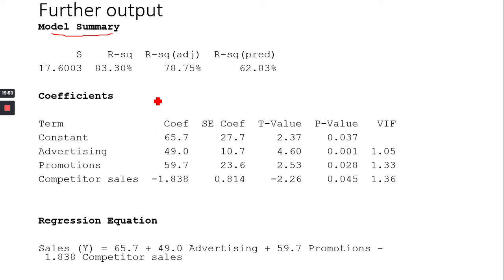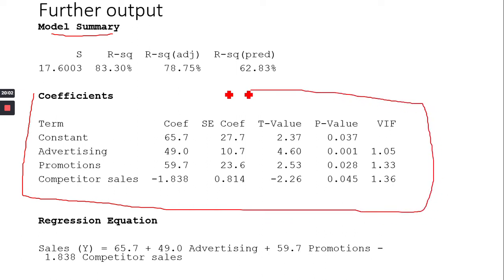independent variables. Now I want you, dear students, to look at this table here. This is an important table.